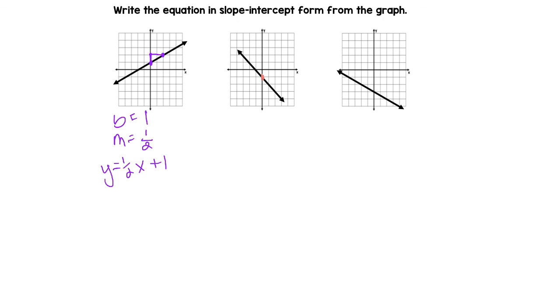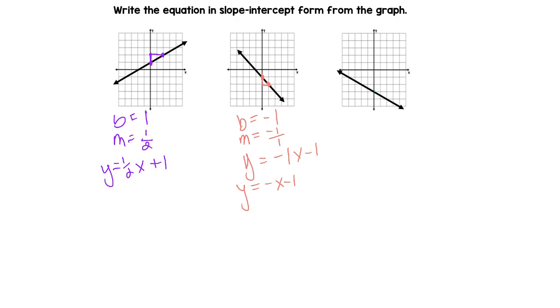Next, y-intercept is at negative 1, so b equals negative 1. To get from here to here, we go down 1, right 1. So y equals negative 1x minus 1. We can simplify and just say y equals negative x minus 1.